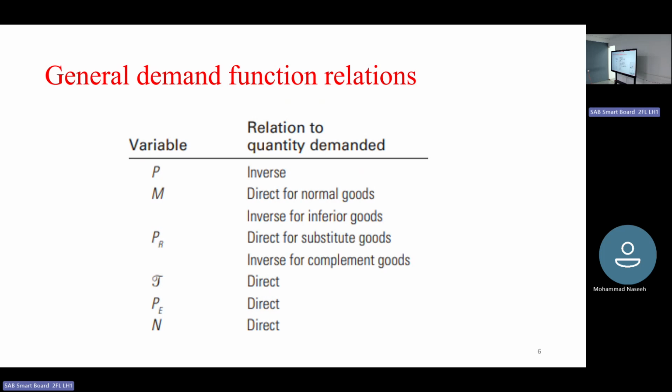Write down there: when the other factors are also changing, this inverse relationship is not going to sustain.